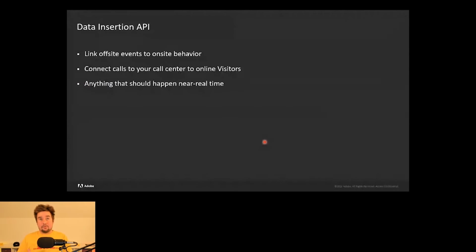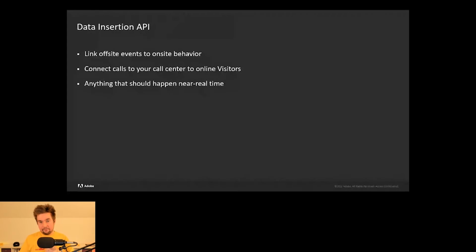How we can use this, for example, is whenever we want to link offsite events to on-site behavior. For example, if we track calls that way, or have a personalization on our page that allows us to hand over data from our website to our backend systems, we can insert additional server calls that allow us to track, for example, call center calls in real time. We can connect basically everything that happens in near real time to this API and to Adobe Analytics that way.